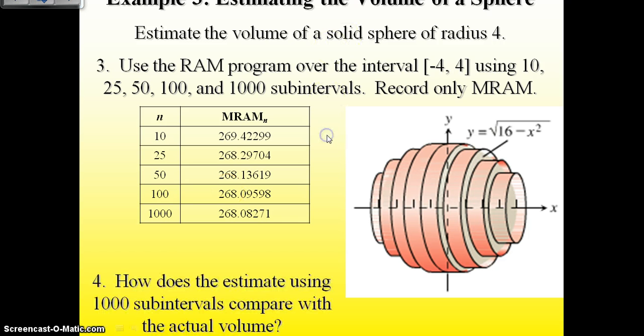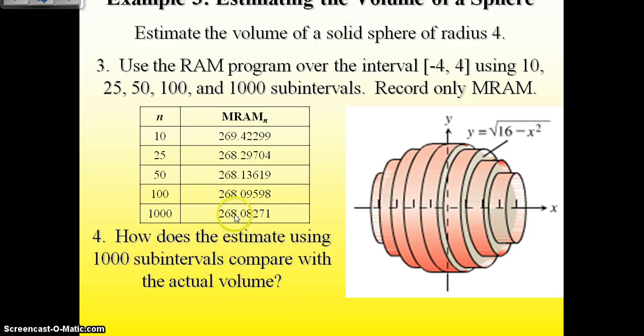Now, let's compare this estimate right here using 1,000 cylinders. What would it be actually? Remember, the actual formula for volume is 4/3 pi r cubed. So we take our r and plug it in, and if we work that out, 268.082, etc. Now that's not exactly right, but that is a very, very good approximation, I think. I mean, you're accurate to what, 1, 2, 3 decimal places. That's a very good approximation.